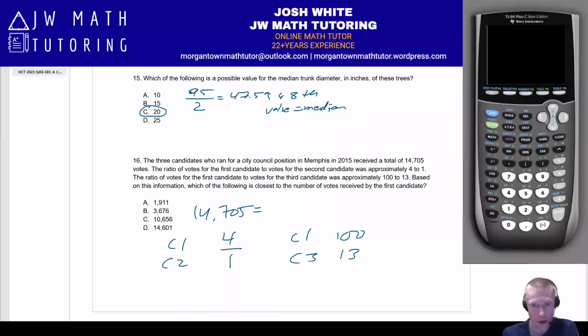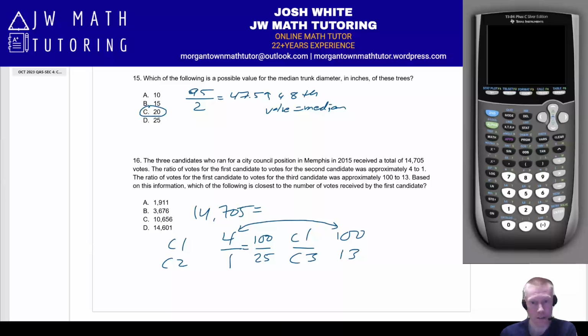So what we have to do here is get both of these ratios to have the same value for candidate 1. And then we can combine them all and add them up to the total of 14,705. So in other words, 4 votes for candidate 1 to 1 vote for candidate 2 is the same as 100 votes for candidate 1 to 25 votes for candidate 2. I just multiplied the top and bottom by 25.